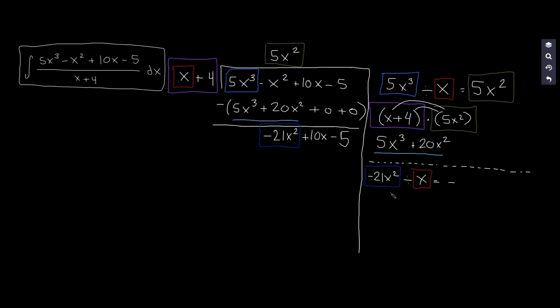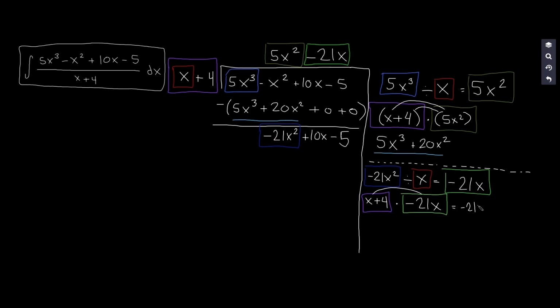Negative 21x squared divided by x is going to be negative 21x. That means that this negative 21x is going to make its way up here. Negative 21x up top. They're the same. So let's take the divisor over here, x plus 4, times negative 21x, with colors for clarity. Negative 21x times x is going to be negative 21x squared.